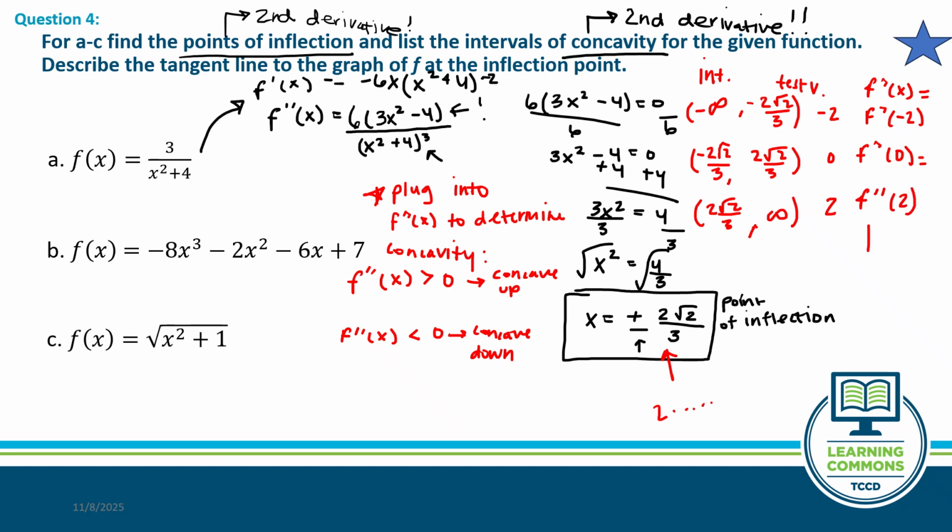So I'm plugging all of these into the second derivative. It's going to go into this thing right here. Now, I would love to do all that math and give you all those answers, but I'm just going to kind of give you the quick rundown. So for this one, you're concave up, concave down, concave up, okay? So negative infinity to negative 2 root 2 over 3 and 2 root 2 over 3 to positive infinity, those are concave up. And then this one is going to be concave down.